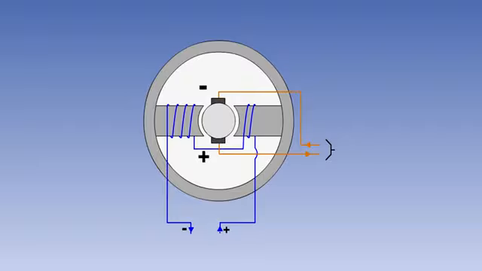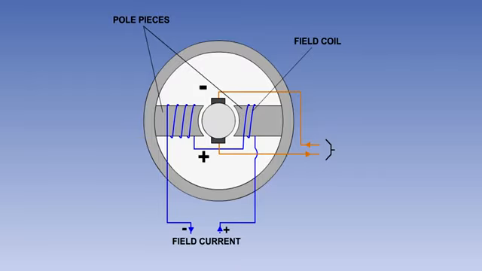In a DC generator, the magnetic field is produced by stationary electromagnets, consisting of field coils wound around the pole pieces of the field permanent magnet. An alternating voltage is induced in the rotating armature coils before being converted to DC by the rotating commutator.